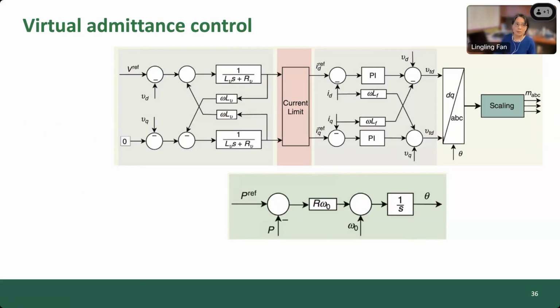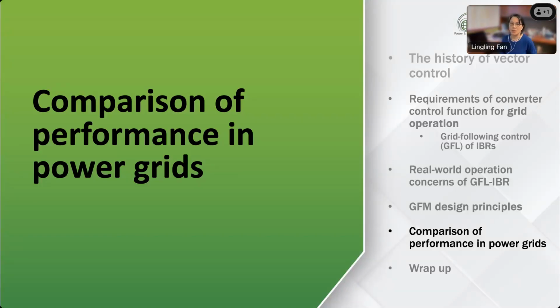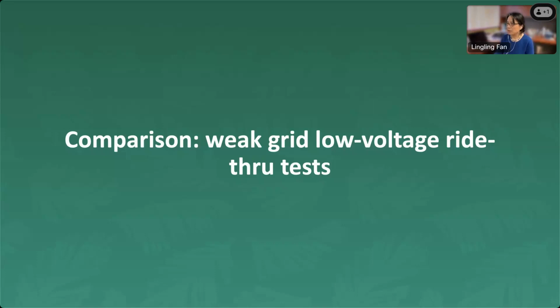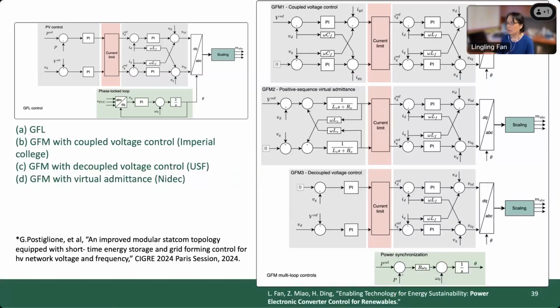So next, we move to the next chapter. Now we have the different parts of the control philosophy done. Let's look at their performance. First we compare weaker grid low voltage ride-through, again with a grid voltage drop, and test it. We compare four types of converter. One is the GFL that we showed. The second one is the Imperial College one. The third one is the USF one, the decoupled one. Then another one is this virtual admittance control.